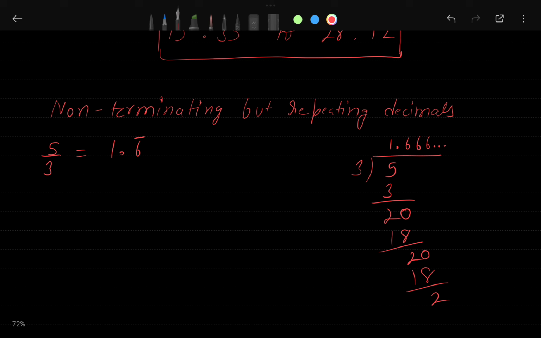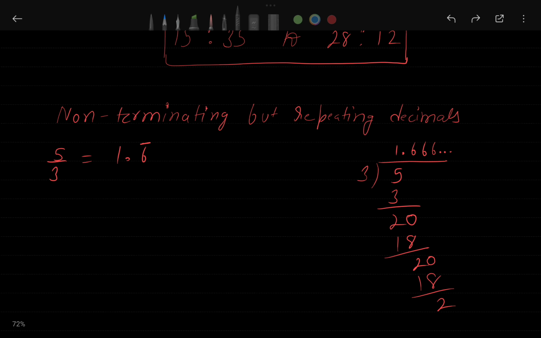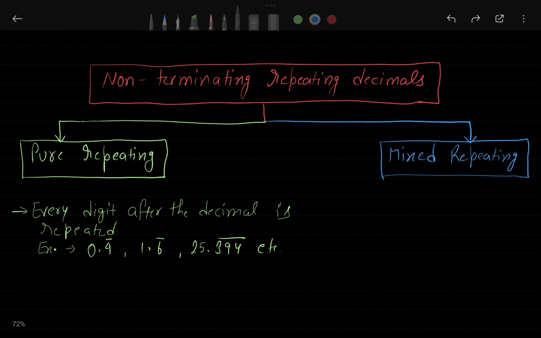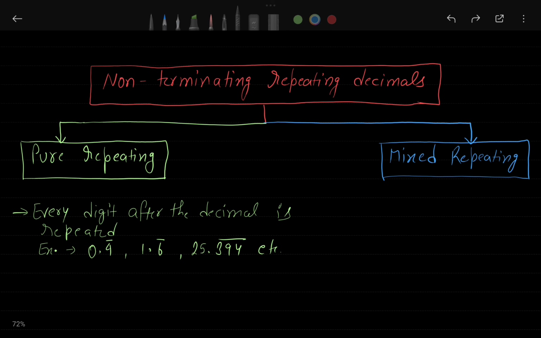These types of decimal numbers where your remainder does not become 0, and in your quotient a single digit or a 2 digit or a 3 digit group may be repeated infinitely many times, are known as non-terminating but repeating decimal numbers. The non-terminating but repeating decimals are further divided into two parts, that is pure repeating decimals and mixed repeating decimals. Now what are pure repeating decimals?